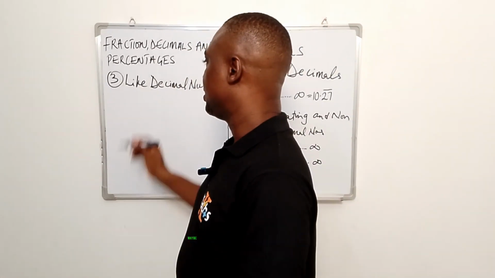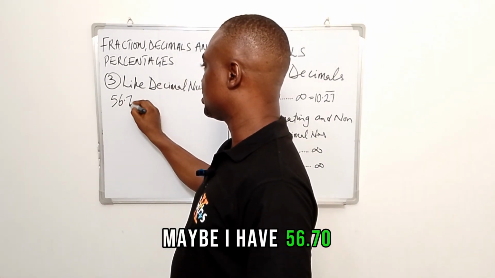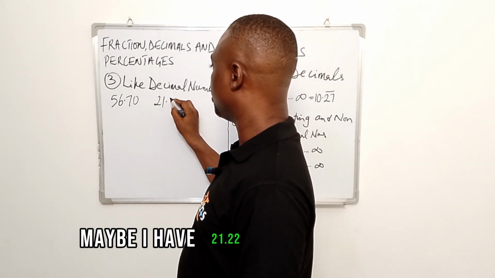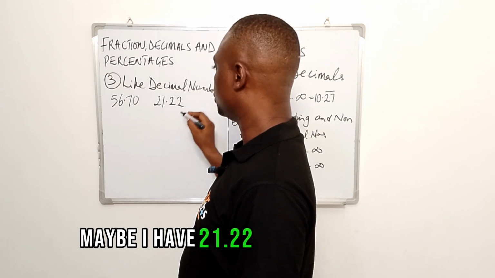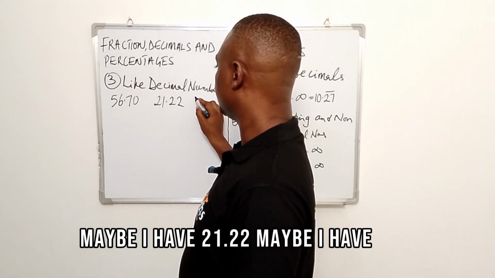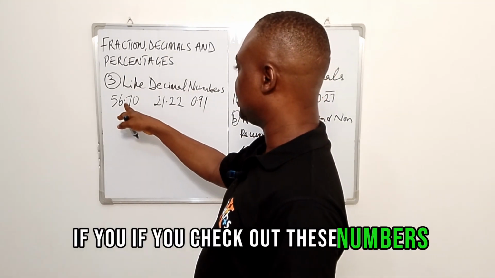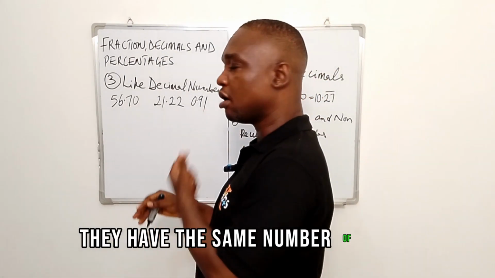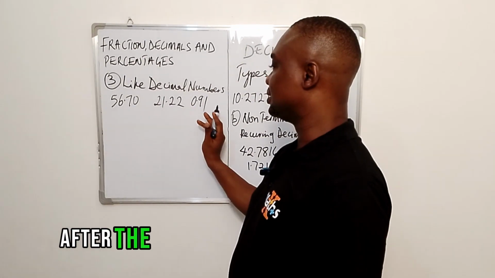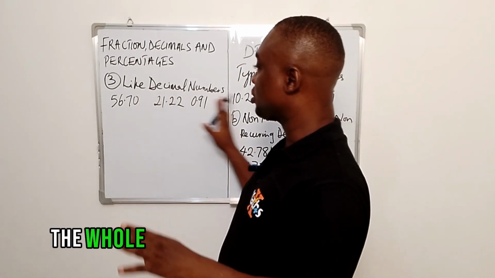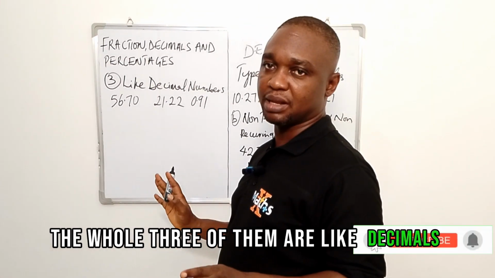What do I mean? Maybe I have 56.70, maybe I have 21.22, maybe I have 0.91. If you check out these numbers, they have the same number of digits after the decimal point. So these numbers, the whole three of them, are like decimals.